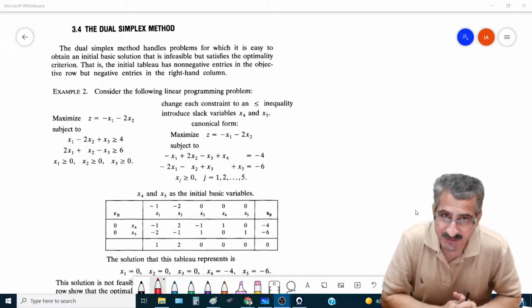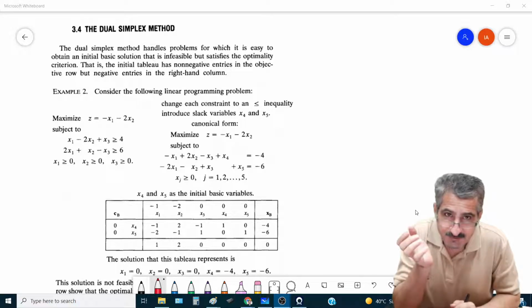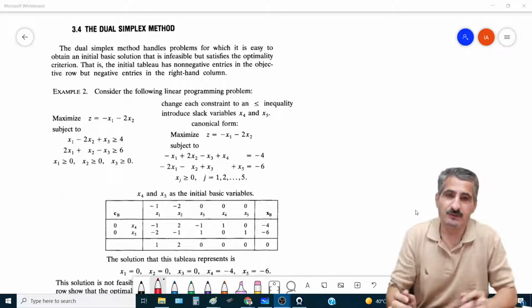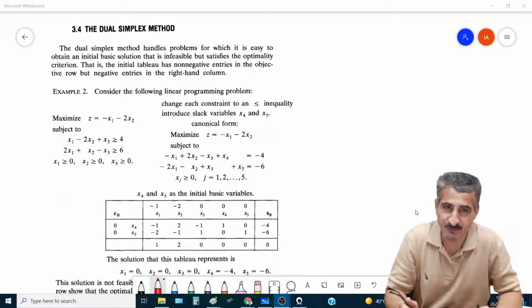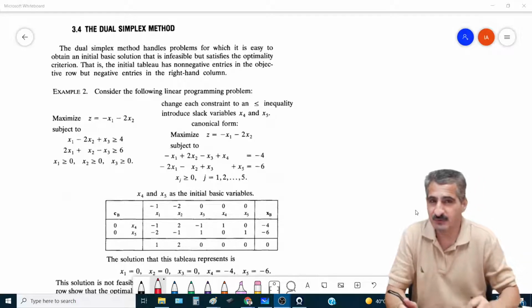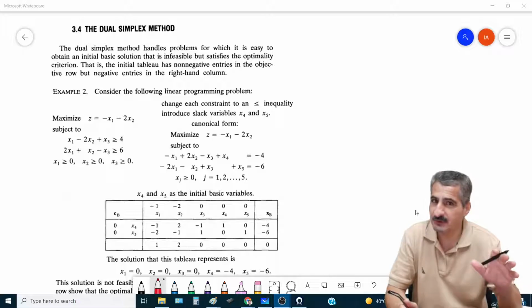So today we will learn about the dual simplex method. We know what the simplex method is and we know how to work examples using the simplex method. Okay. Now we will learn about the dual simplex method. What is that?